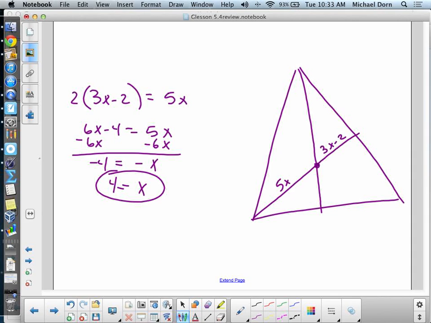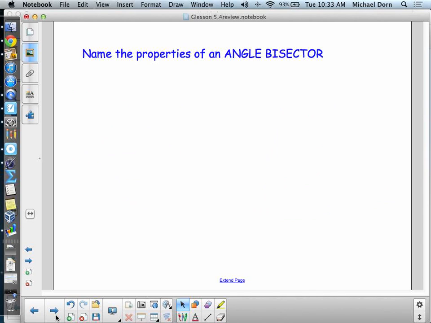Other questions? So this section of Unit A covered angle bisectors and medians, and very little bit altitudes. Mainly angle bisectors and medians. So let's kind of review what we know.